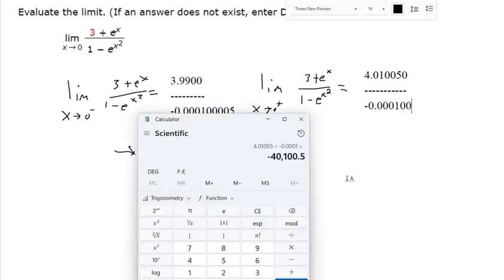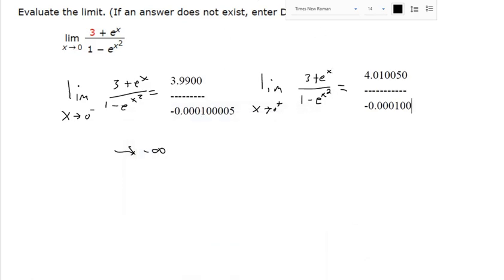So we have negative 40,105 tenths. So this is doing the same thing coming from the right. We're going towards negative infinity. The limit is approaching negative infinity from the right. So since the limit from the left and the limit from the right are both negative infinity, we can say this limit approaches negative infinity. We'd have to say it does not exist if the two limits aren't the same.